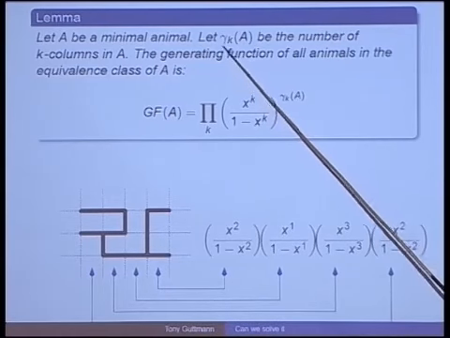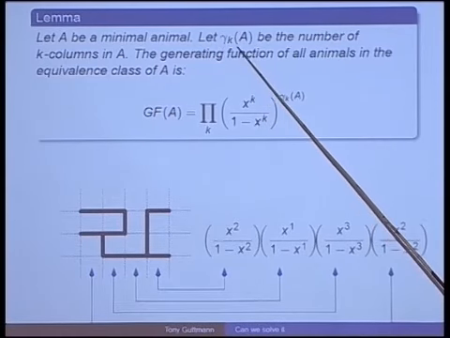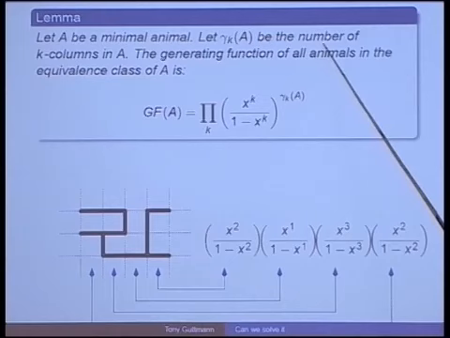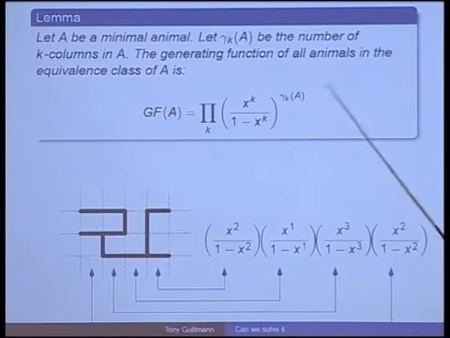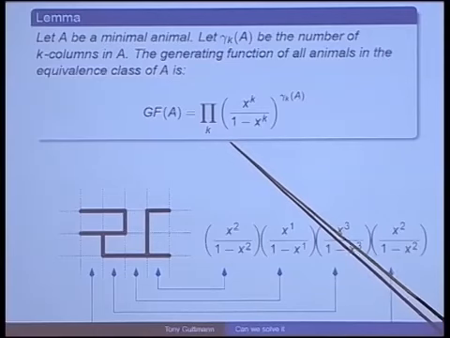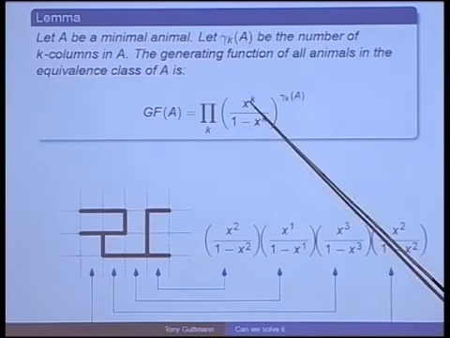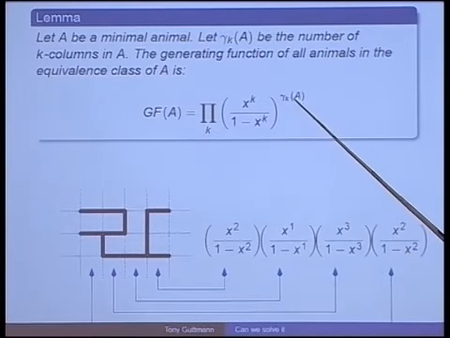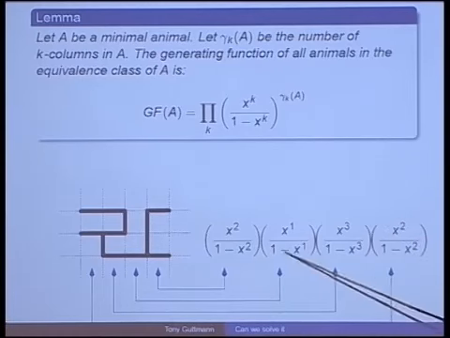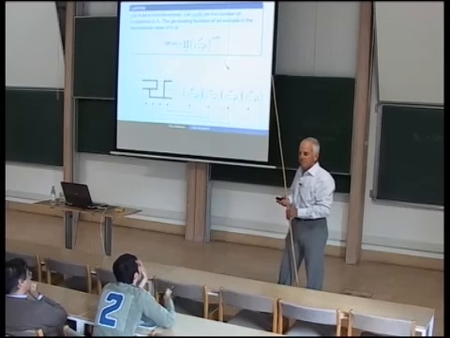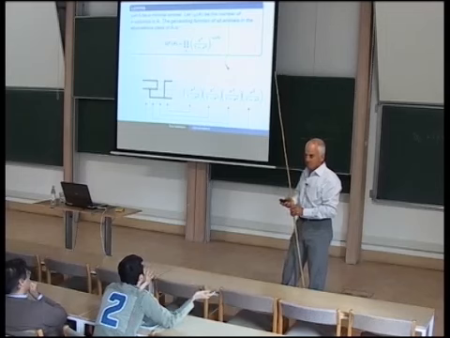So if A is a minimal animal and gamma k of A is the number of k columns in A, then the generating function of all the animals in the equivalence class of A is just the product over k of x to the k over 1 minus x to the k, to the power gamma k of A, as illustrated in this example. Clear? So you just show your subfamilies of minimal animals have the appropriate denominators, because you're summing all of them, and you prove the denominators are there.